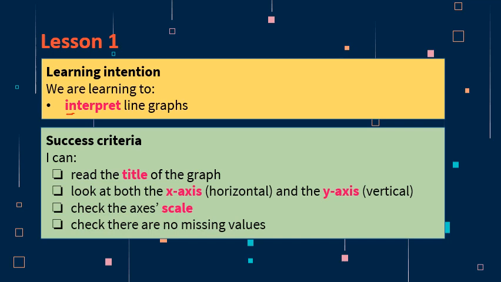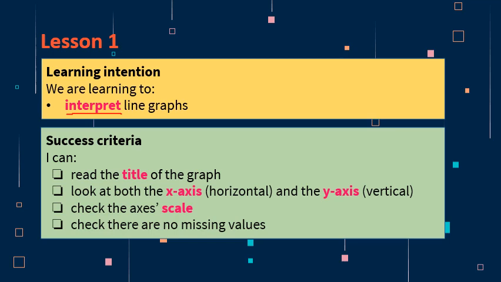Now this word interpret is not just about reading a line graph and being able to read it, it's also about explaining the meaning of the line graph. So really looking for what's the important information in this line graph. What is it telling us about the data, for example? So looking for the key bits of information and also the overall picture. So what is the meaning of this graph?